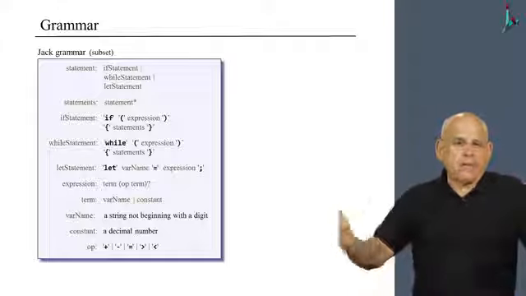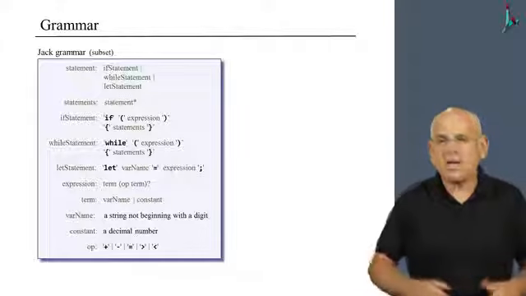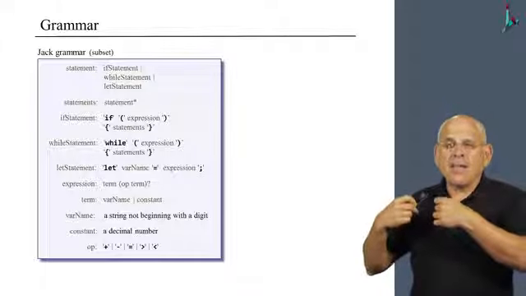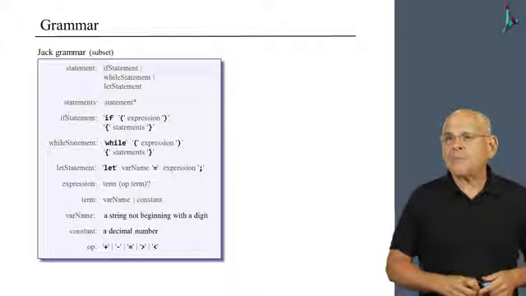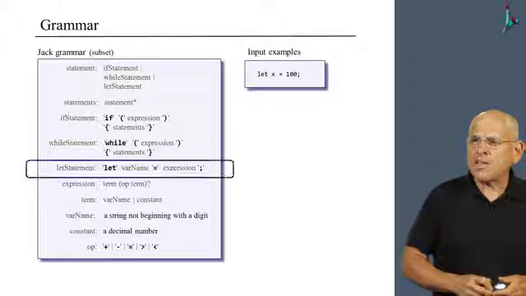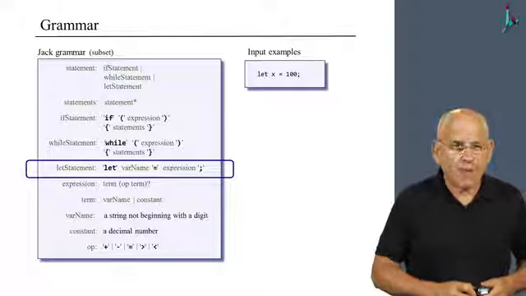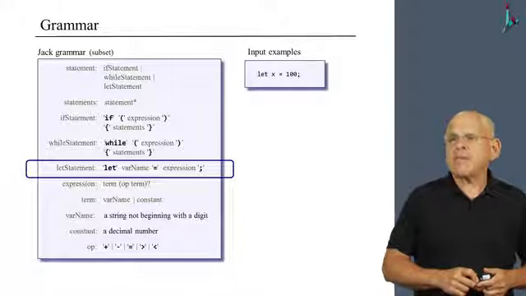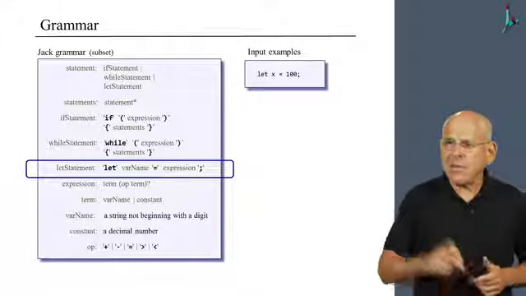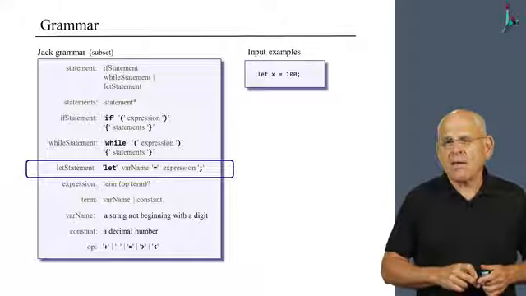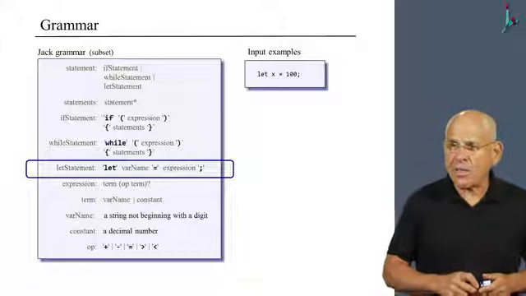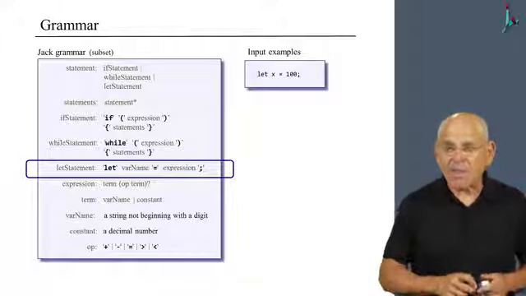And now we can begin to consider possible inputs and ask ourselves, do they cut mustard, so to speak? Are they accepted by this grammar? For example, let x equals 100. Well, let's see. It looks like it should correspond to this pattern. And indeed, it starts with the token let, and then we have x. Now, what is x? Well, I look at the grammar and I realize that x qualifies as a var name, because a var name is a string not beginning with a digit, and an x is a string not beginning with a digit. So we have a var name.